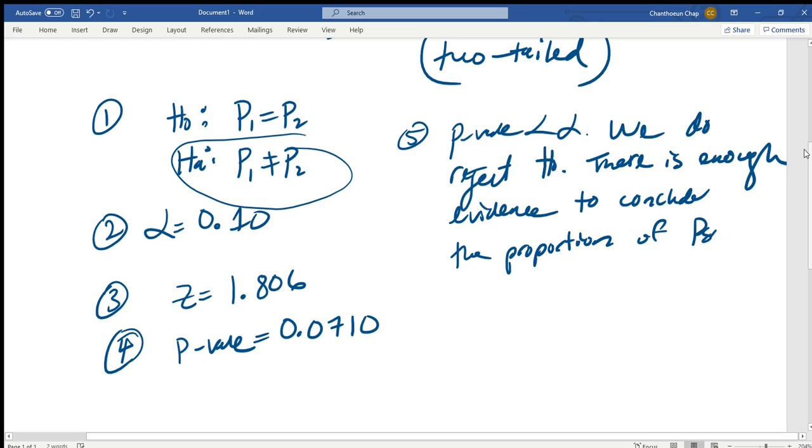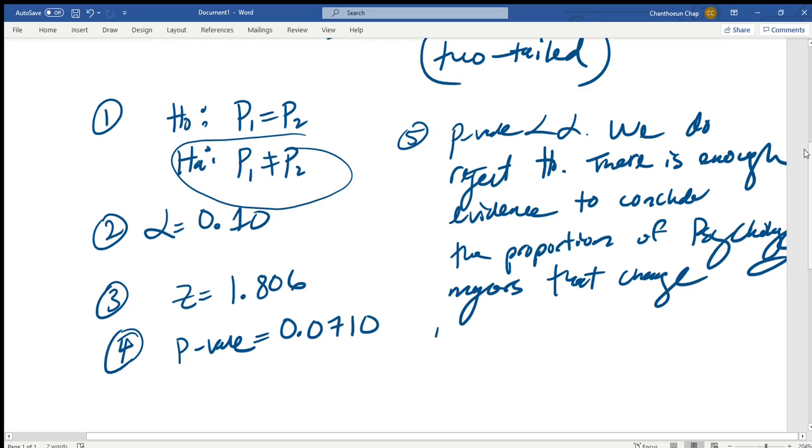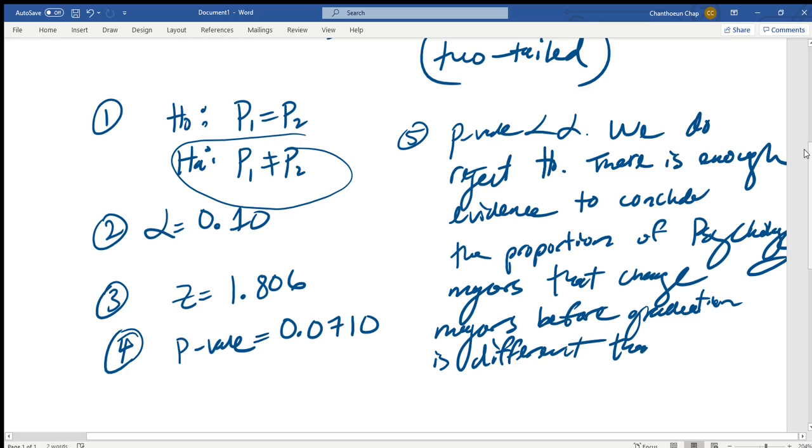of psychology majors that change majors before graduation is different than business majors. Since the p-value is less than alpha, we do reject the null hypothesis. There is enough evidence to conclude that the proportion of psychology majors that change majors before graduation is different than business majors.